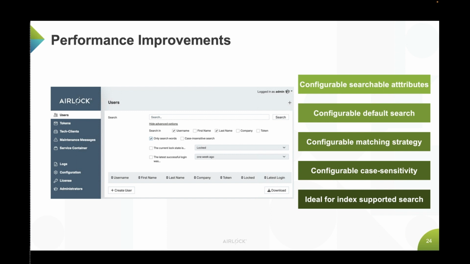And all of this is ideal for an index supported search. So if the help desk user uses the prepared method to search, and normally they just hide the advanced options and they don't even see that, they type in what they want to search for. If you add an index for your default search support pattern, then it will be really fast and you will have answers within milliseconds, even if you have millions of users in your database. So this is the search performance on the user side in the Adminapp.